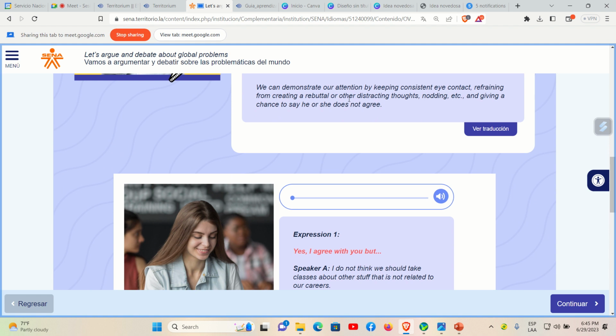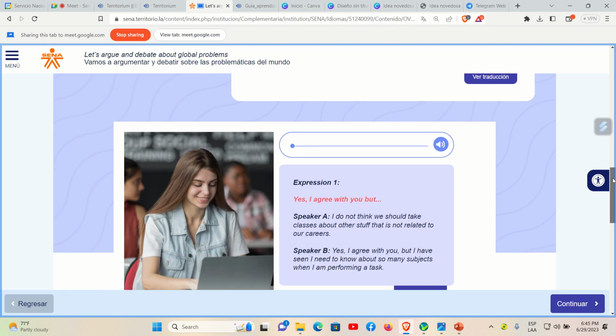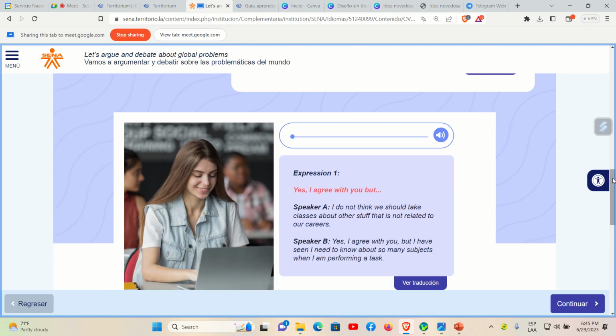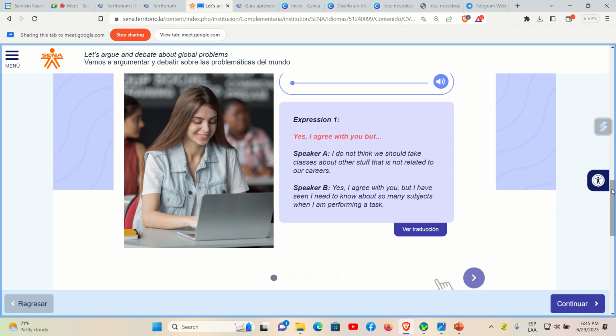We can demonstrate our attention by keeping consistent eye contact. Okay, this is more for spoken language, when you are just trying to create a dialogue or a conversation with someone, and this is more for agreement.